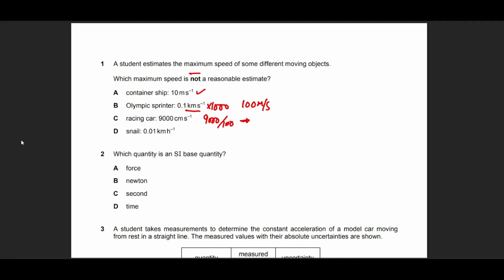A racing car moving at 9,000 centimeters, so 9,000 divided by 100 to just convert it into meters per second, right? That becomes 90 meters per second. And this is a reasonable estimate for a racing car. A snail moving at such a slow speed, 0.01 kilometers, is a reasonable estimate. So the one that is not possible or is exaggerated is option B.